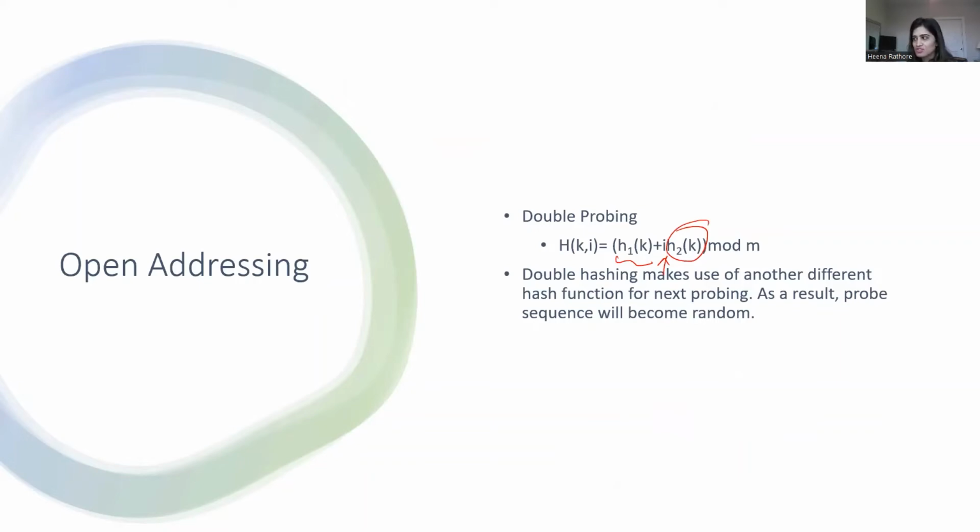Most of the organizations do use this double hashing, and the sequence becomes more random, and in that case, you can achieve better results.